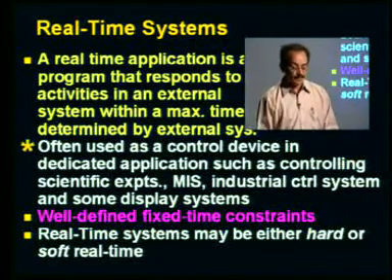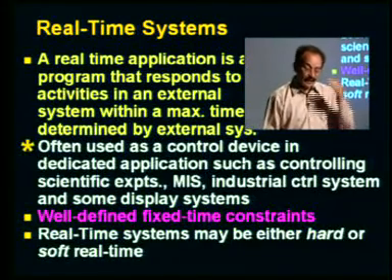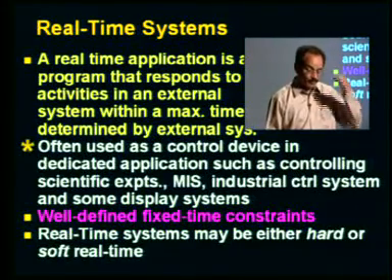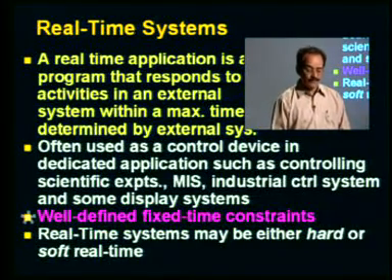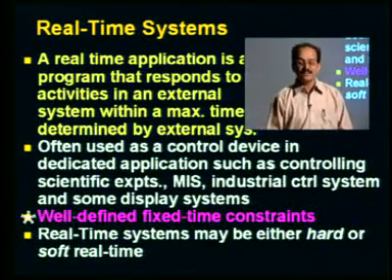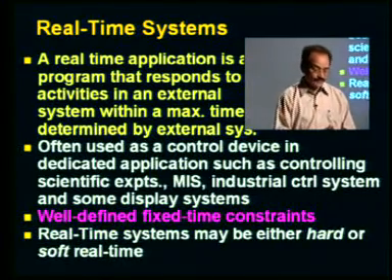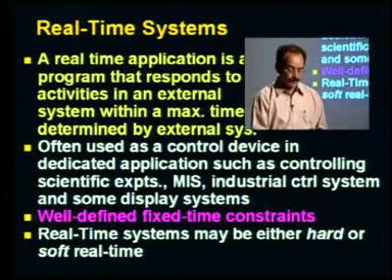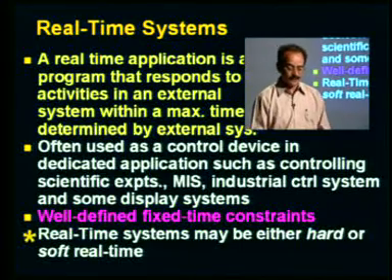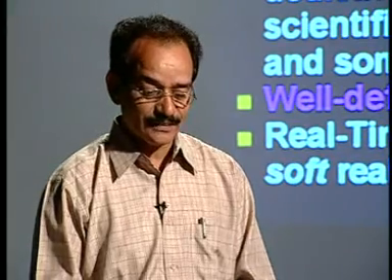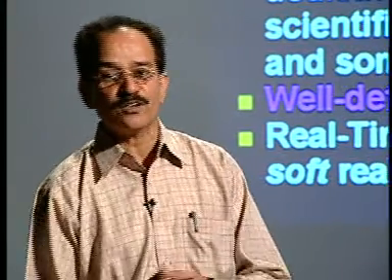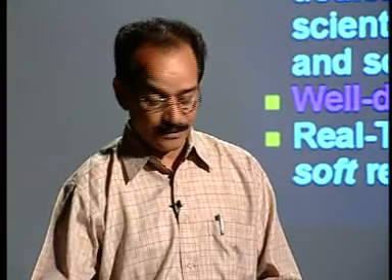That is why we say it is often used as a control device in a dedicated application, maybe controlling scientific experiments, medical imaging systems, industrial control systems, and some display systems. Now, one of the characteristics of a real time system is that it has well defined fixed time constraints. Whatever time constraints are there, they are very fixed and very well defined. We usually say a real time system may be either hard or soft real time. We are not going into the details of all these things, but there can be hard real time systems or soft real time systems.